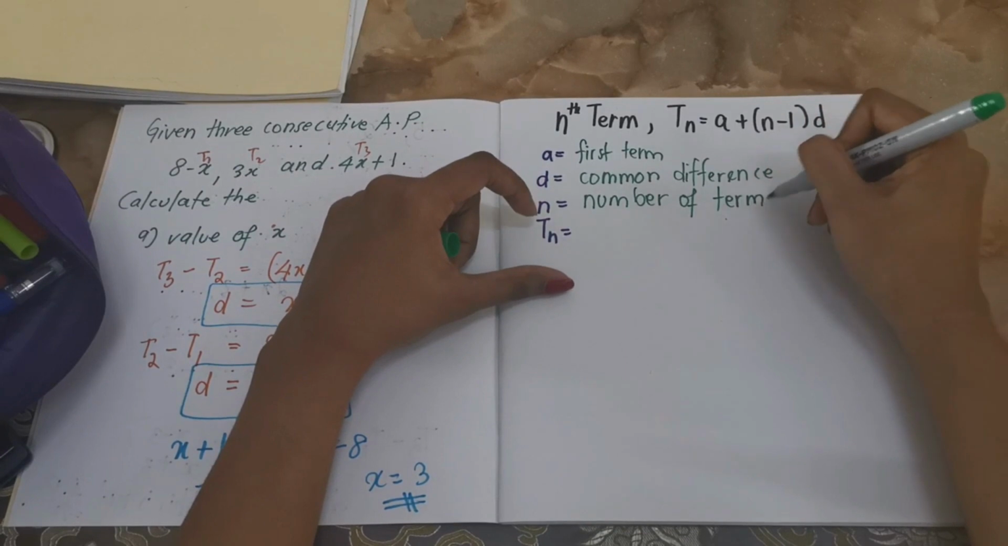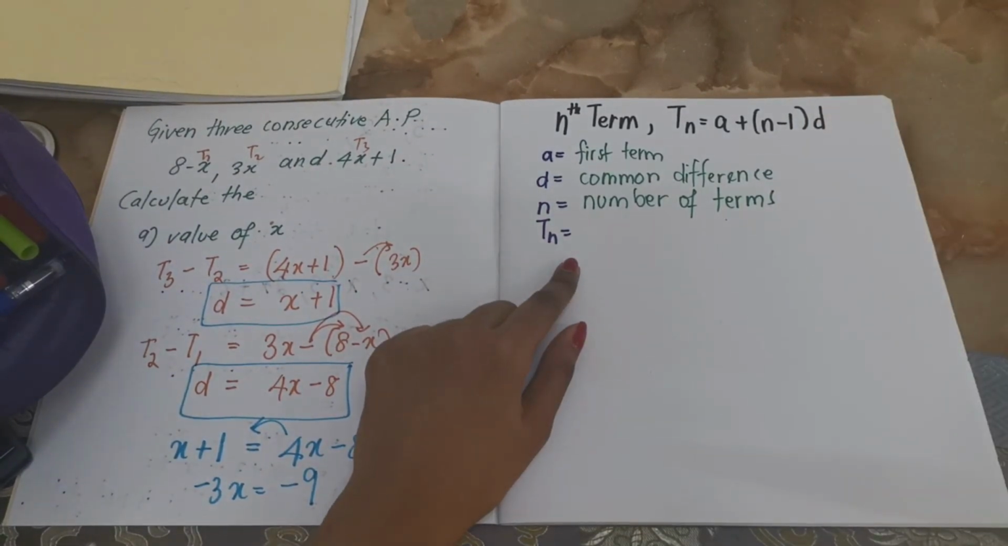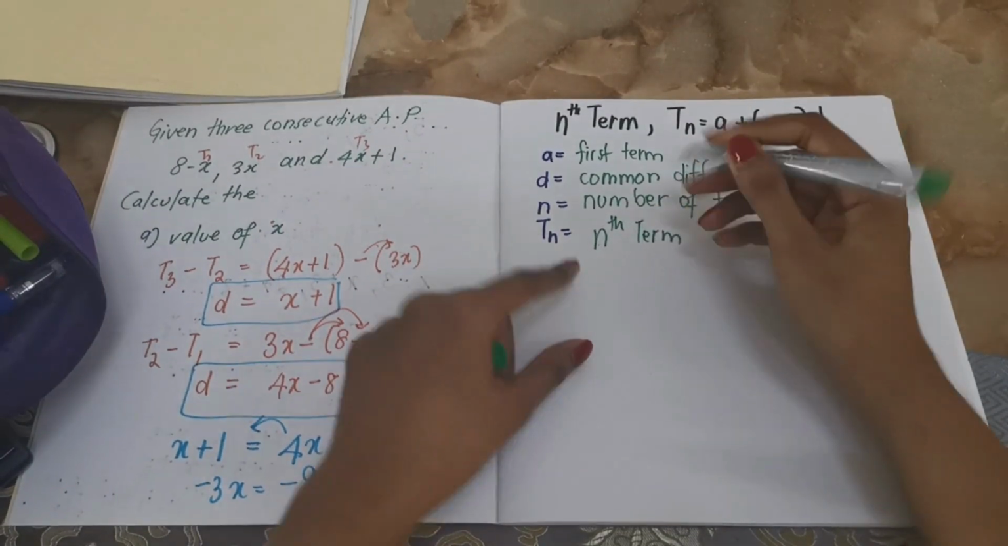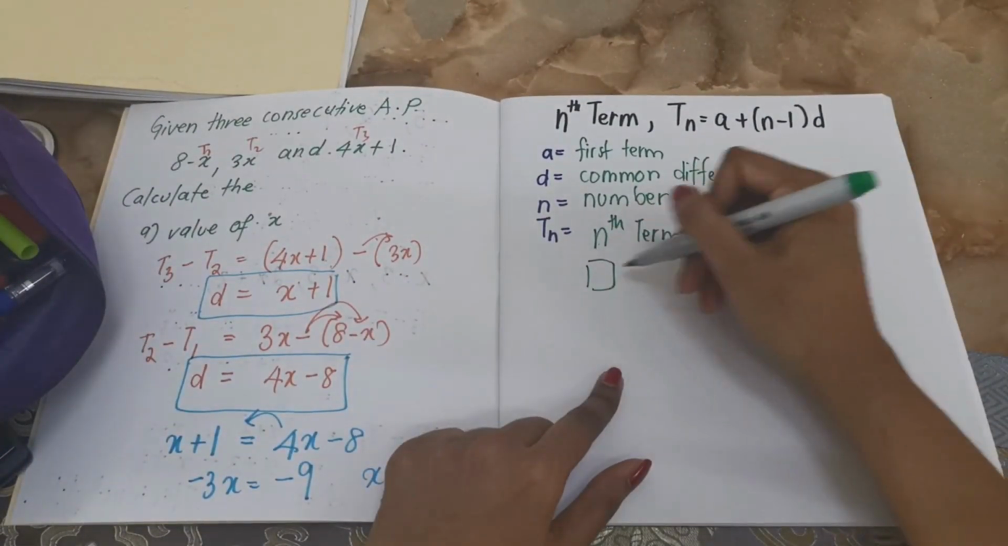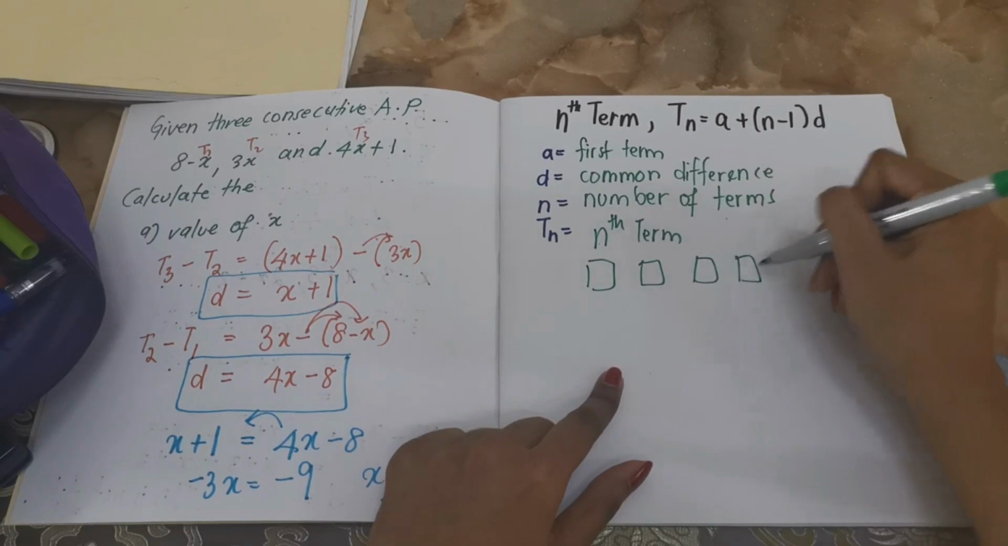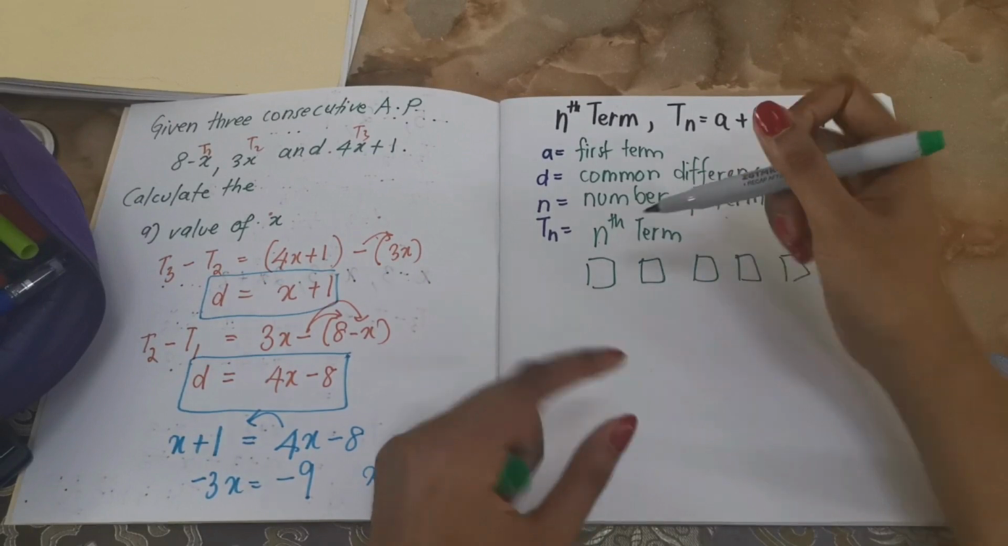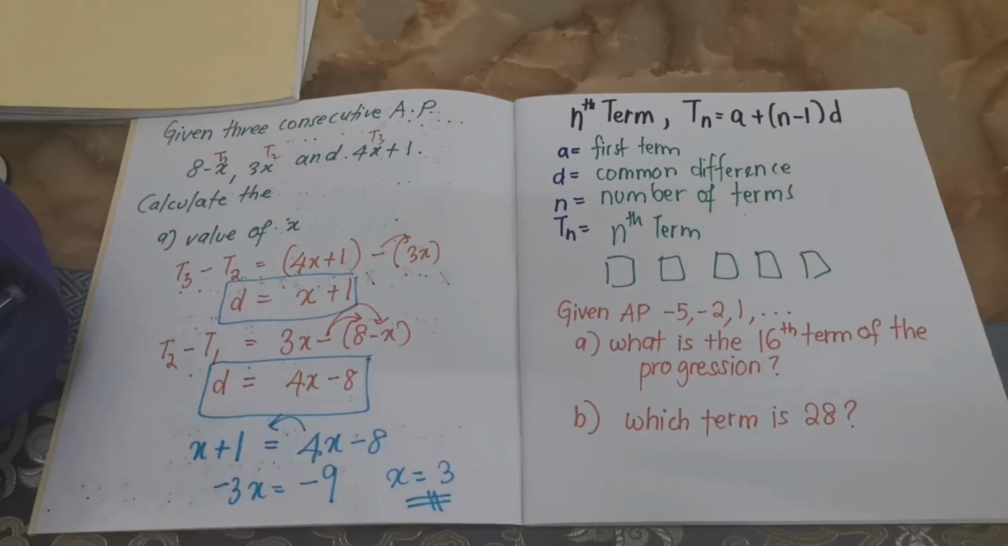of terms. And Tn is the n-th term. So the n-th term means, in a progression, you want to know how many terms there are in total, so this is called the n term. So now let's look at one example.